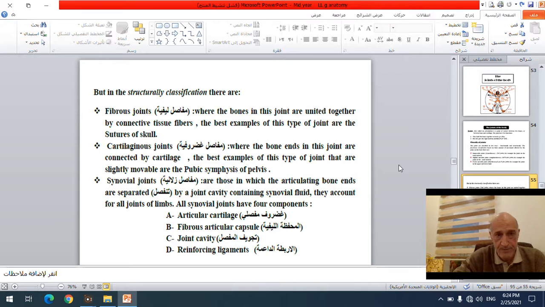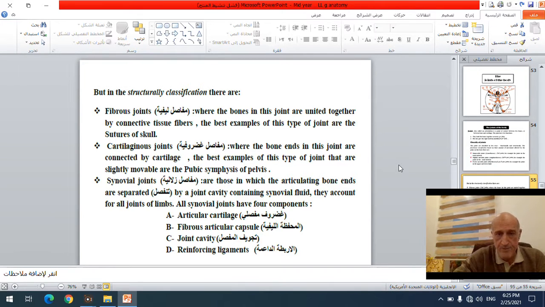This is fibrous joints. Second, cartilaginous joints, where the bone ends are connected by cartilage. The best example of this type of joint that is slightly movable is the pubic symphysis of the pelvis. The third type, synovial joints, are those in which the articulating bone ends are separated by a joint cavity containing synovial fluid. They account for all joints of the limbs.